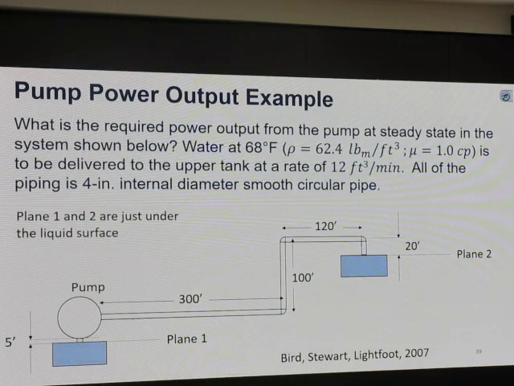Alright, let me review this quickly. So in this example, we go from 0 velocity over here to about 0 velocity over here because it's expanding into the tank. So there's no pressure drop due to acceleration.